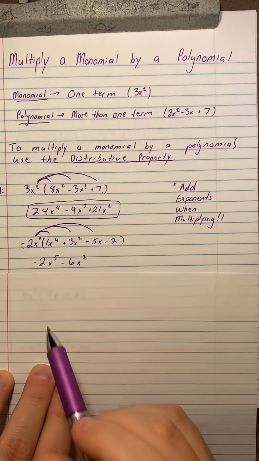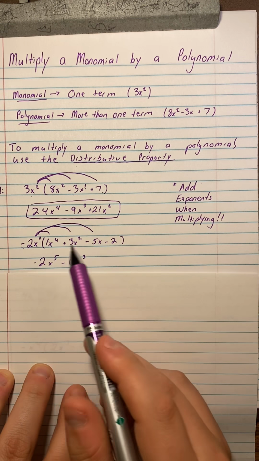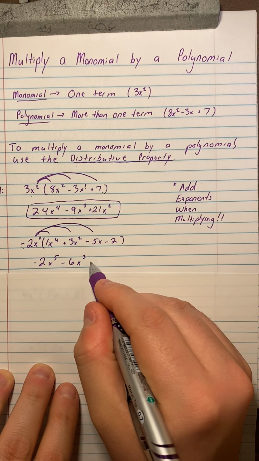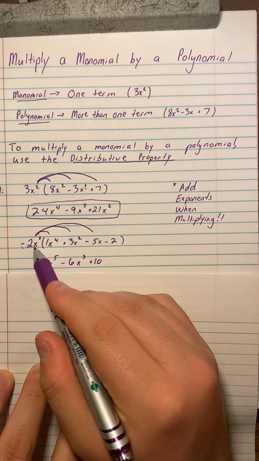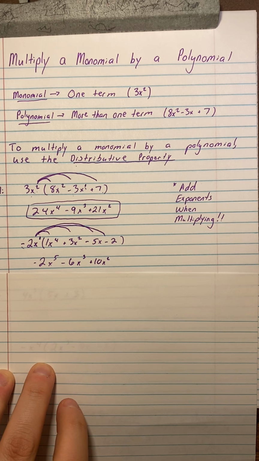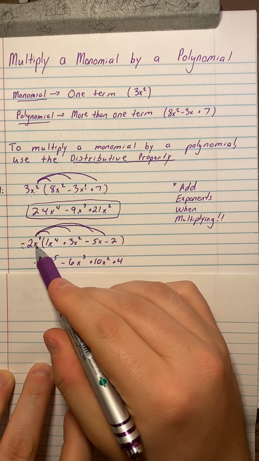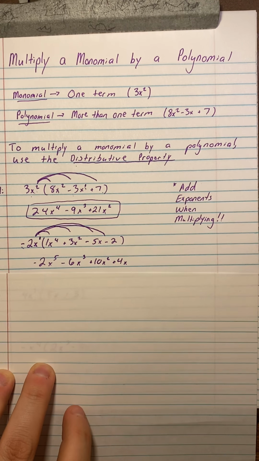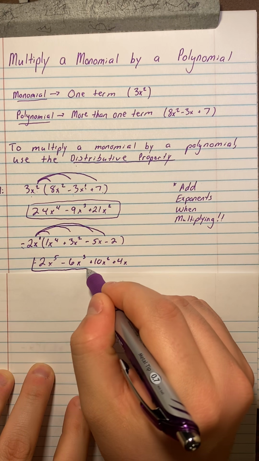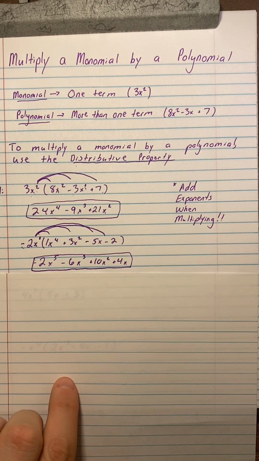Distribute to the next term, negative 2x times negative 5x. Here we have to be careful with our signs. Negative 2 times negative 5 is going to become a plus 10. And then x times x is x squared. And then finally, negative 2x times negative 2. Well, negative 2 times negative 2 is a plus 4. And then there was no x to multiply this by, so that's just going to stay x. So we end up with negative 2x to the 5th minus 6x to the 3rd plus 10x squared plus 4x.